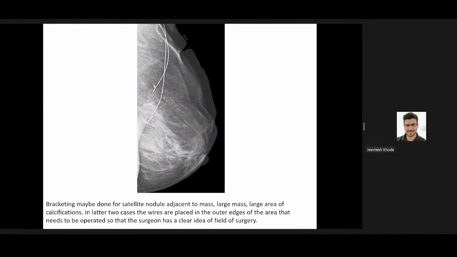So in these cases, for large masses, for nodules adjacent to a mass, or large areas of calcification, where a single point of localization will not be helpful, you can do bracketing, in which, in case of a large mass or large calcification, the wires are placed on the outer edges of the area that needs to be operated out, so that the surgeon gets to know that from this area to this area, between the wires, is the area which I need to operate.